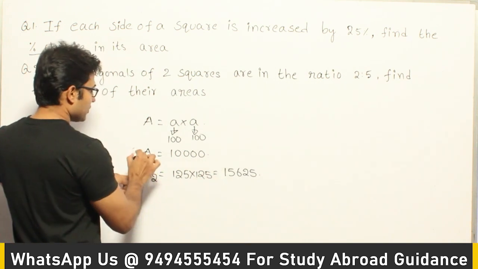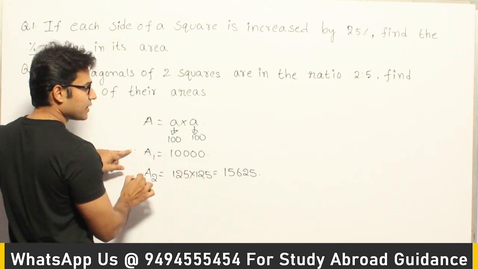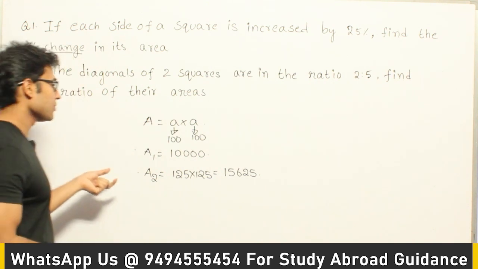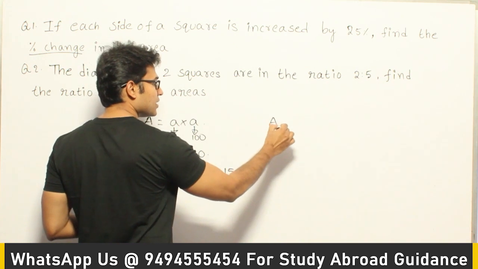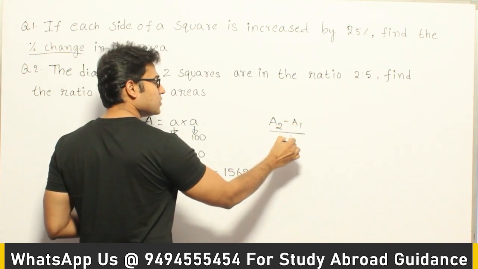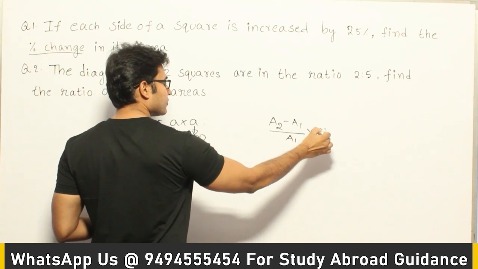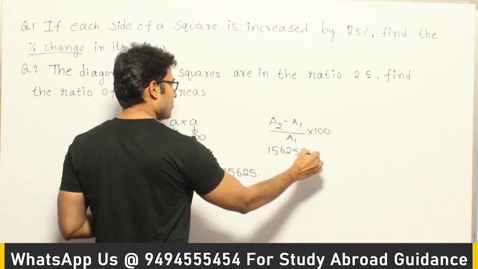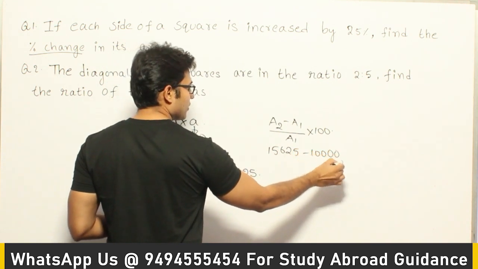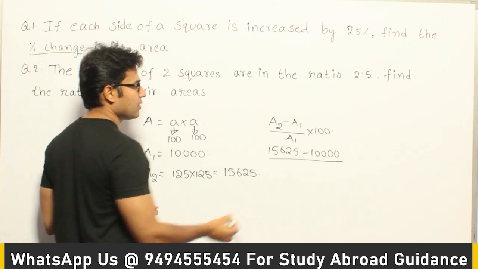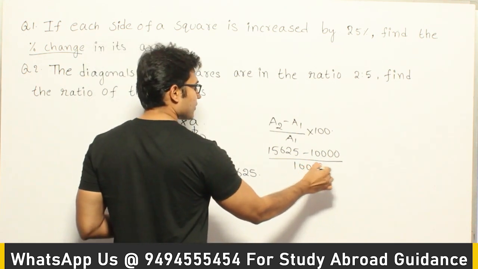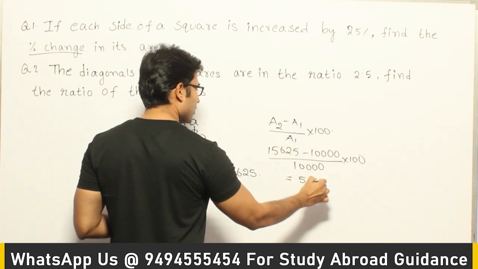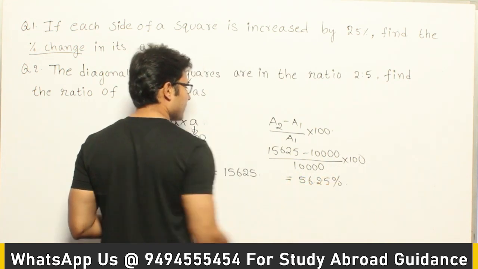Okay. Now this is the initial area and this is the final area, and there is an increase. So that is what they are asking, percentage increase. So how to find out the percentage increase? The change is A2 minus A1 divided by initial A1 into 100, right? So now if you see this, it is going to be 15625 minus 10,000 divided by 10,000 into 100. So this one is going to be 56.25%. Okay.